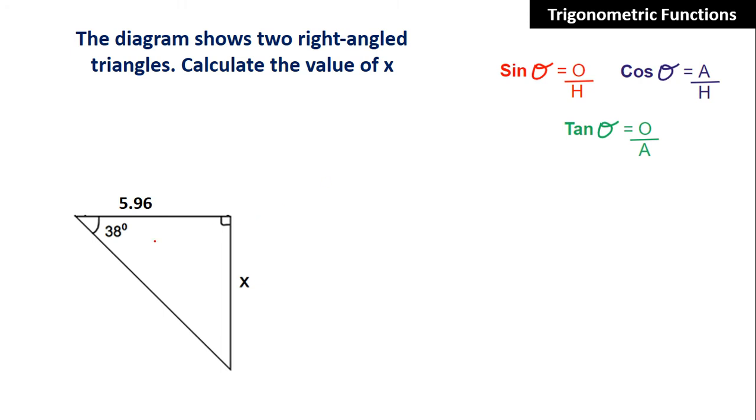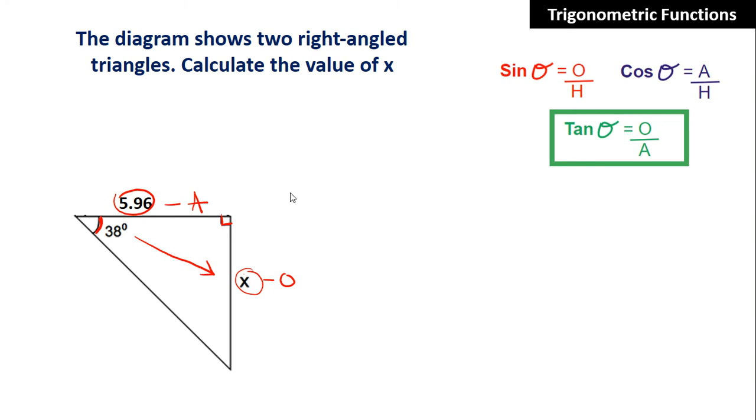Now, how do I figure out which length is which? So you can see that this 5.96, it is lying between the angle given and the 90 degrees. That means 5.96 is my adjacent. And how do I know which one is x? So you can see that x is the length that is right opposite to the given angle. So x becomes the opposite, because opposite is the length that is opposite to a given angle, which means I am going to be dealing with tan theta again.